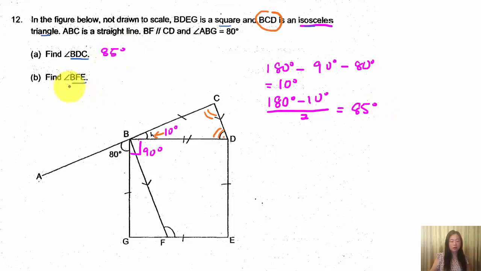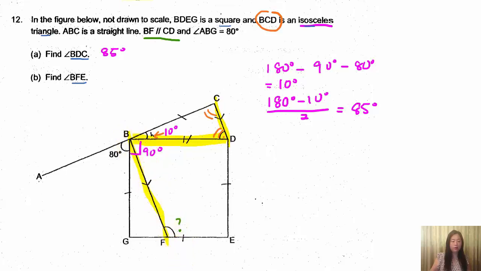So let's look at B now. We are supposed to find angle BFE. So for angle BFE, this is the angle that we need to find. And how are we going to find this angle? Remember that there is a clue to the question, which is BF is parallel to CD. So let me just highlight for you. If you can see the parallel lines, you would notice that we can form a letter Z here.